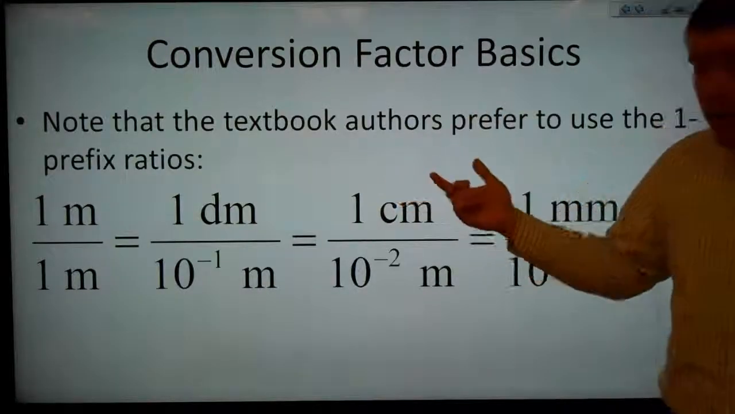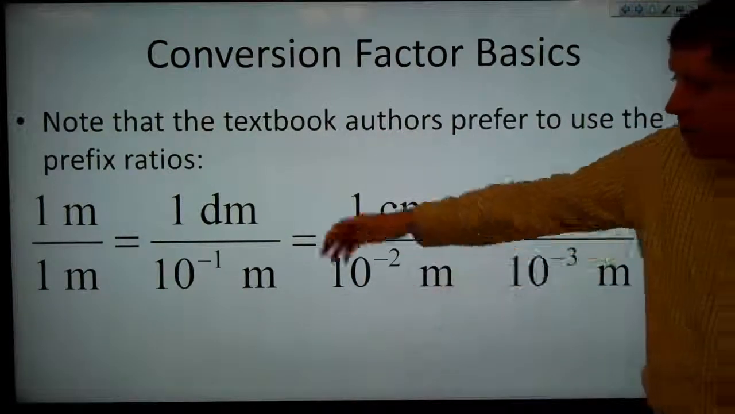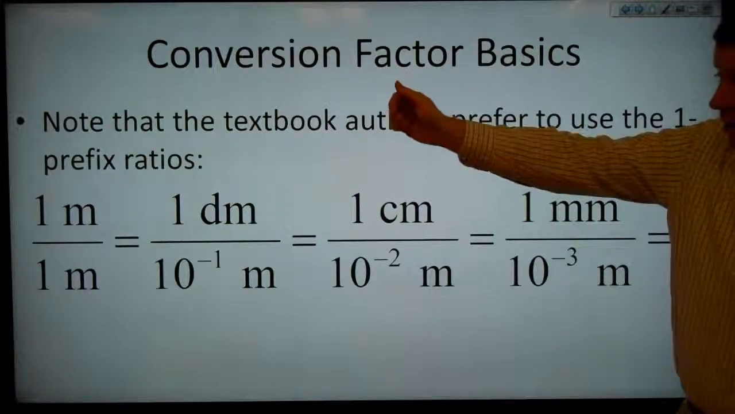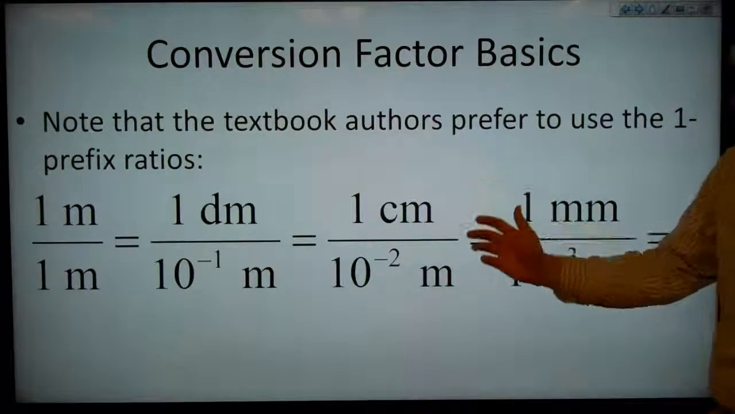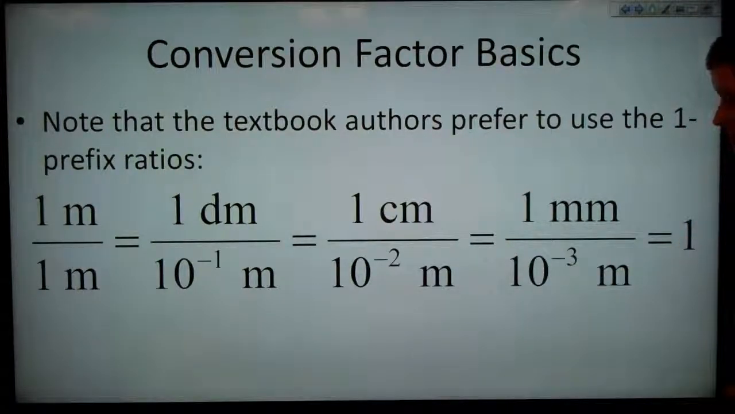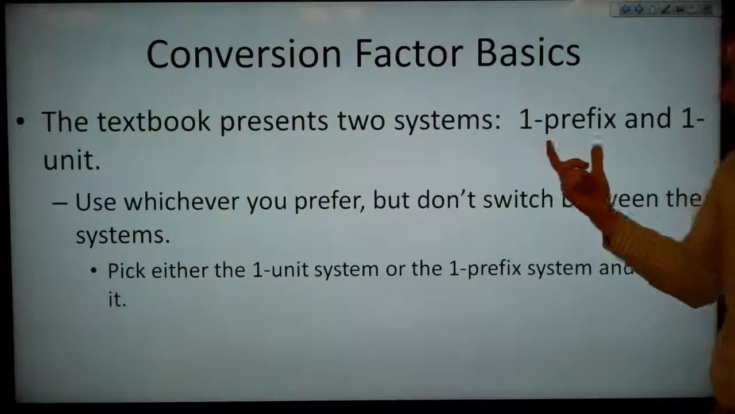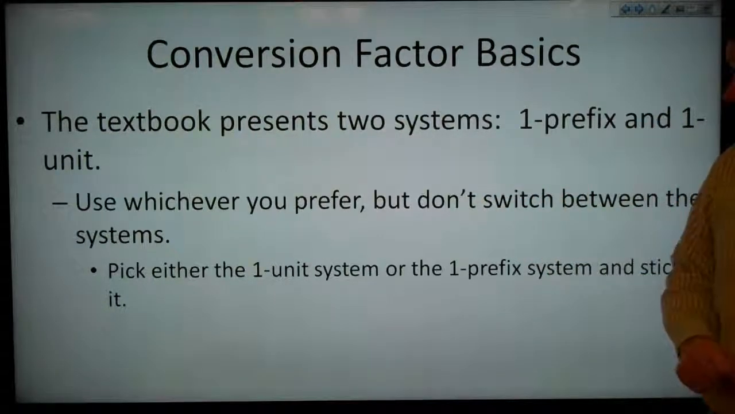Note here that the textbook authors prefer to use the 1 prefix ratios, so they're writing it as 1 meter over 1 meter, or 1 decimeter over 10 to the minus 1 meter, or 1 centimeter over 10 to the minus 2 meters, or 1 millimeter over 10 to the minus 3 meters, and all of these are still equal to 1. And note here that the textbook presents two different systems, the 1 prefix and 1 unit definitions.